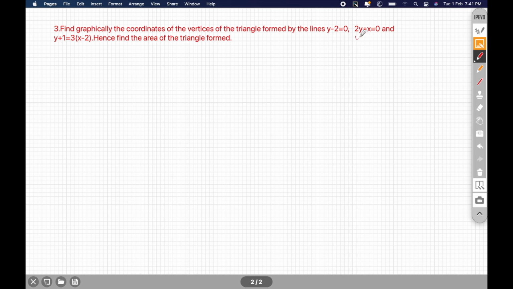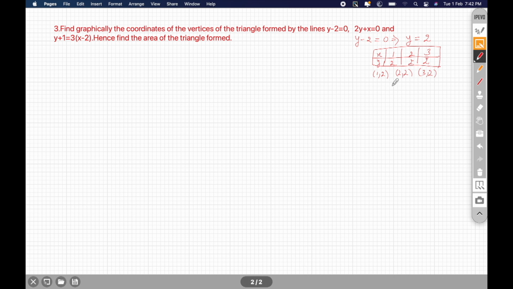So the first equation given to us is y minus 2 equal to 0. This implies y equals to 2. So this is a line which is parallel to x-axis at a distance of 2 units from the origin. If you wish, you can prepare the table here again. So whatever may be the value of x, y will always be equal to 2, right? So this is the table for the first equation. So we have to plot the points 1 comma 2, 2 comma 2 and 3 comma 2.